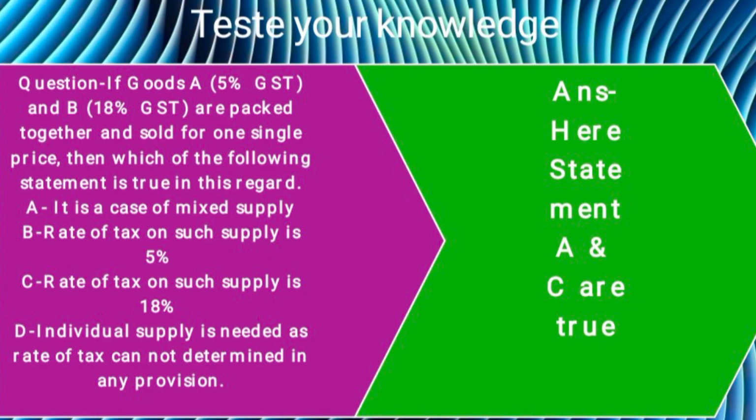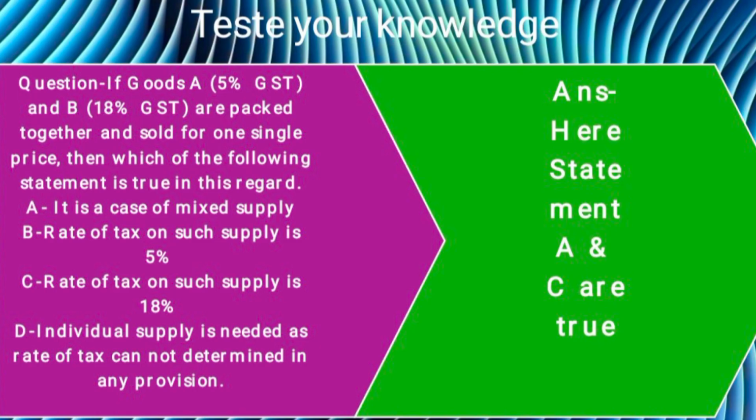Then go through a question to test your knowledge. Whatever concept you have understood, on the basis of that concept, this is a question. You see the question, and out of the four options, you have to tell which option is true. If goods A at 5% GST and goods B at 18% GST are packed together, packed together means artificially bundled and sold for one single price, then which of the following statements is true in this regard?